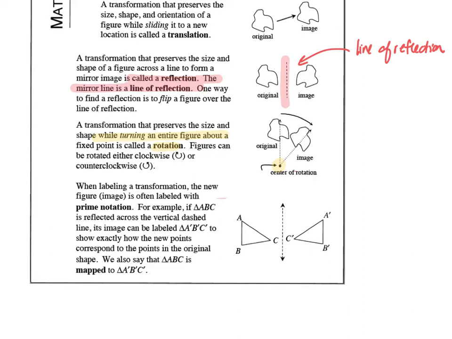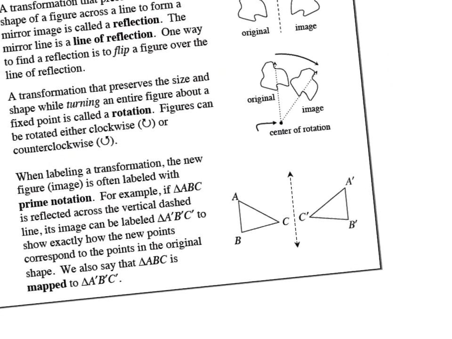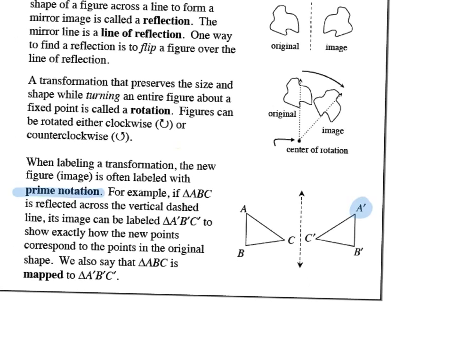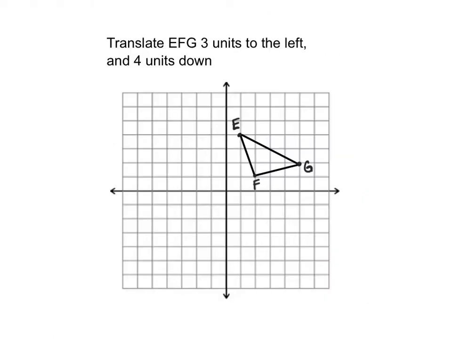When we perform these transformations, the new figure is often labeled with something called prime notation. You'll see that listed here as A apostrophe. We read that A prime, B prime, C prime. So you can see the image, the new point, the point that was transformed: the image of A is labeled A prime, the image of B is B prime, and the image of C corresponds to C prime.